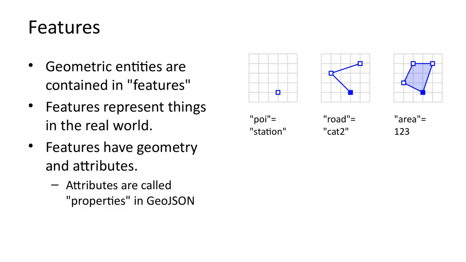Features contain two types of data: geometry data and attribute data. The geometry data we have already mentioned. The attribute data consists of a set of key-value pairs. In GeoJSON, attributes are called properties.